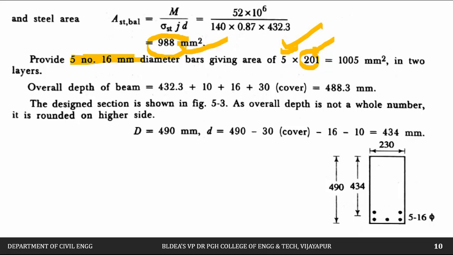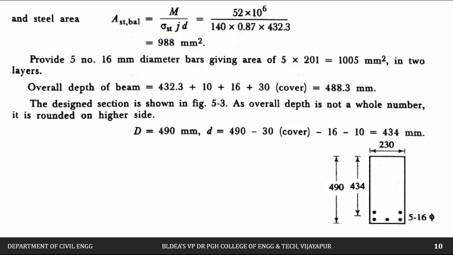As we have 5 bars, 3 bars we can place at the bottom and 2 bars we can place at the top. If all the 5 bars are placed at the bottom, we are going to have congestion of the reinforcement. It becomes very difficult to pour the concrete. So therefore 3 at the bottom and 2 at the top we can provide.